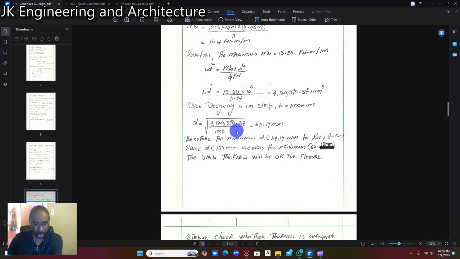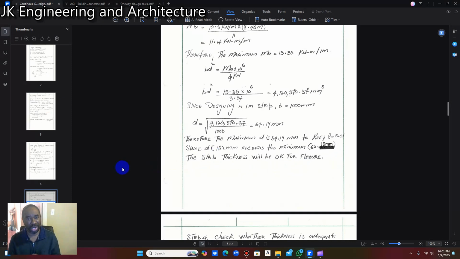So we find the square root of the result of this, which works out to be 64.19 millimeter. All right. So therefore, D is 64.19 millimeter, and to keep rho equals 0.01, since D, which we calculated earlier to be 132 millimeter, exceeds the minimum of 62.19 millimeter, the slab will be okay for flexure or bending.